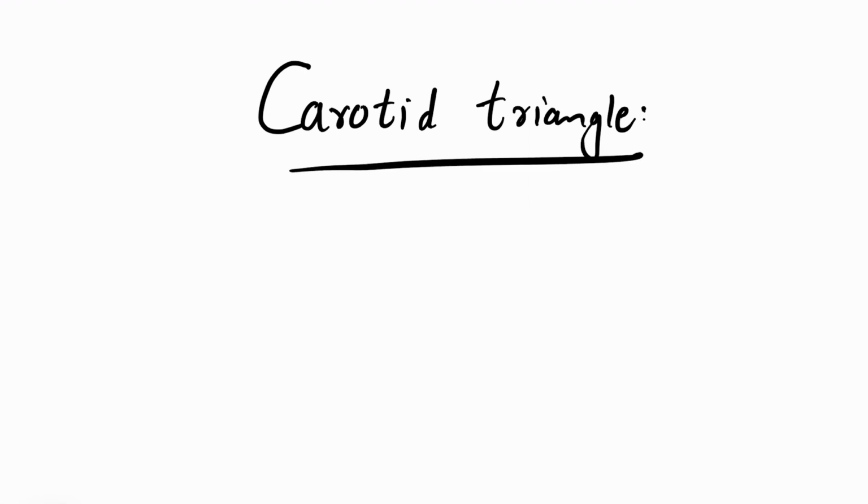Today we are going to discuss the carotid triangle. Carotid triangle can be a 3 marks question in the subject anatomy of first year MBBS. Also, this is very important clinically. So first we will discuss briefly the boundaries of this carotid triangle, then the contents of the carotid triangle, also the structures forming the roof and the floor.